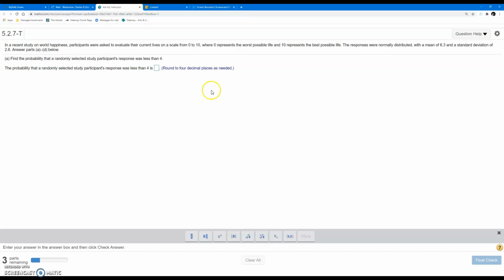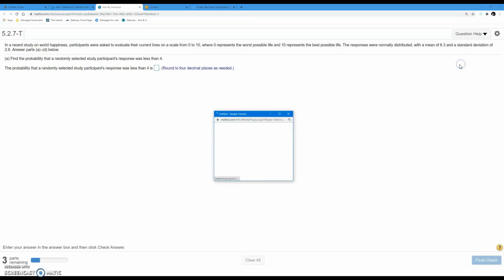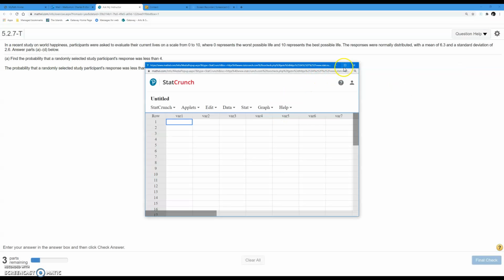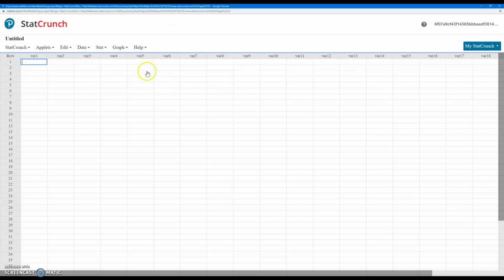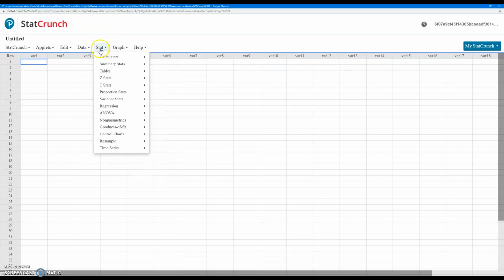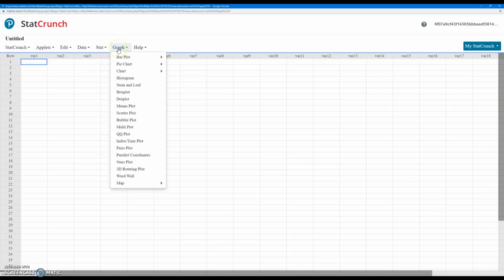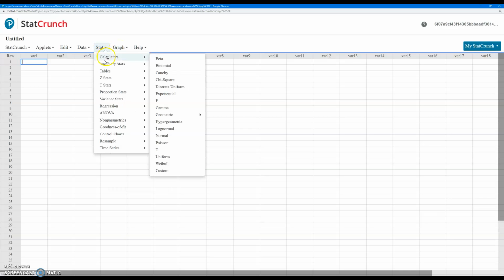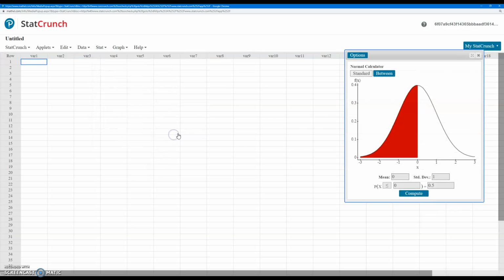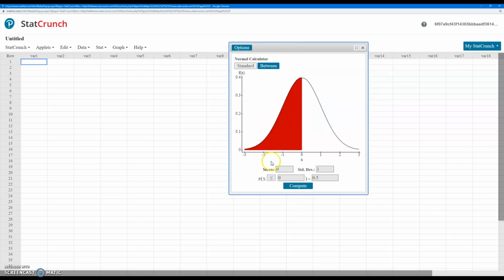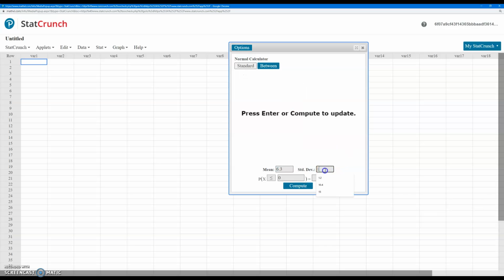Another thing that we could do is use StatCrunch. We could use not the standard normal, because the standard normal has a mean of 0 and a standard deviation of 1, but if we go to StatCrunch, we go to Stat, Calculators, go down to the normal calculator. So that's Stat, Calculators, Normal, and then just put in your mean. You can see the default is the standard normal, but in this case, the mean was 6.3. The standard deviation was 2.6.